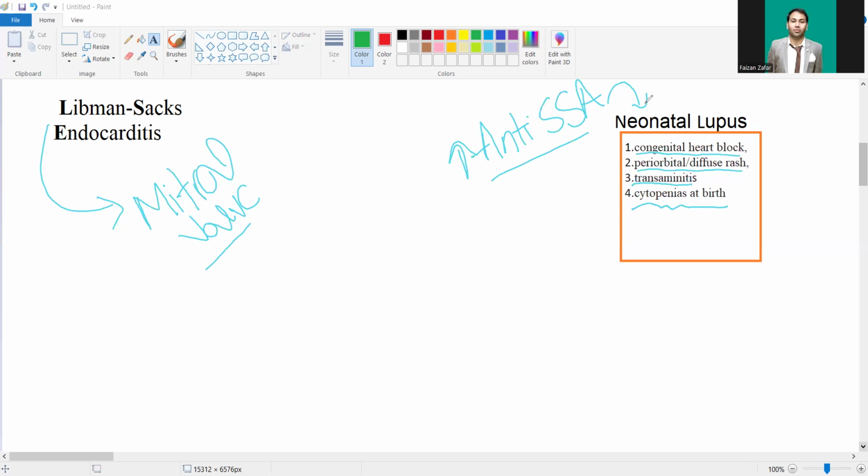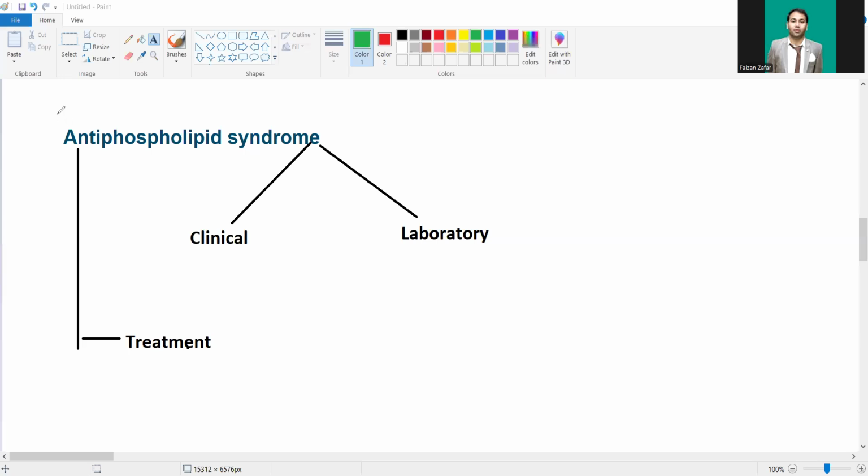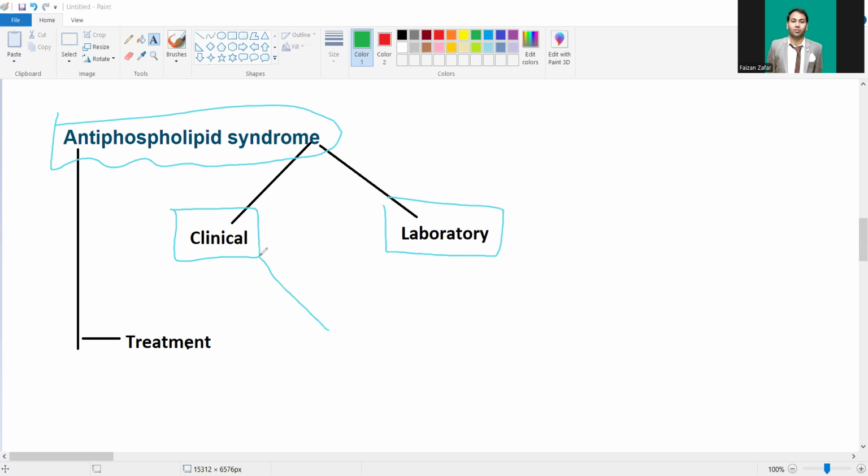One of the high yield things related to SLE is thrombocytopenia, again a very high yield point related to SLE. Antiphospholipid syndrome is very common in SLE. To diagnose antiphospholipid syndrome, you need one clinical finding and one lab finding.